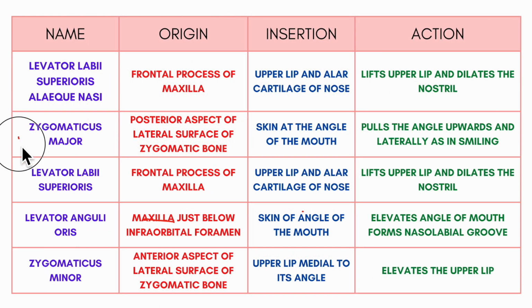Summarizing what we learned about the zygomaticus major and zygomaticus minor, the zygomaticus major originates from the posterior aspect of the lateral surface of the zygomatic bone and it inserts at the skin at the angle of the mouth. Its major action is that it pulls the angle upwards and laterally as in smiling. Talking about the zygomaticus minor, it originates from the anterior aspect of the lateral surface of the zygomatic bone. It inserts into the upper lip medial to its angle and its action is that it elevates the upper lip.